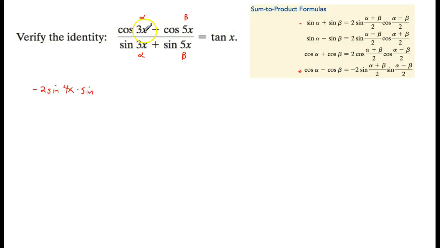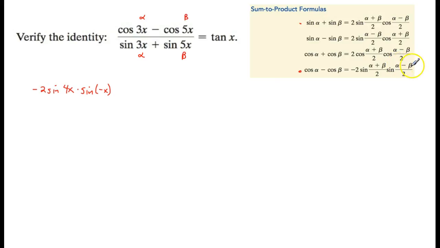Now watch what happens here. 3x minus 5x. The minus is coming from here, not here. It's just the things that are on the inside. So 3 minus 5 is negative 2x divided by 2, which is just negative x.